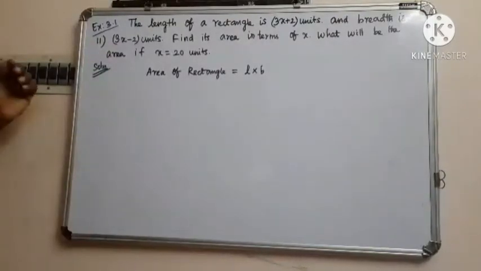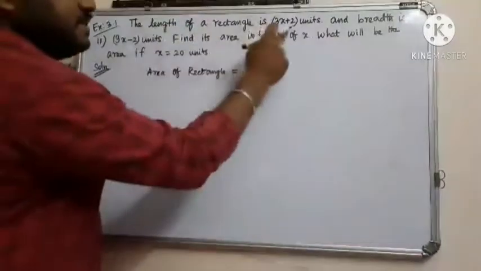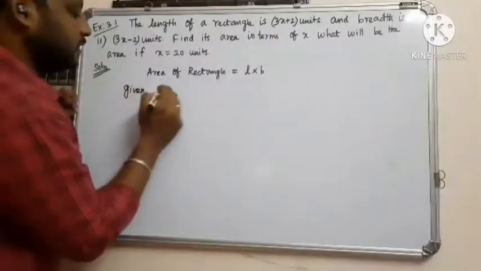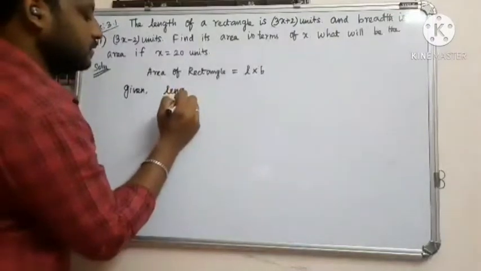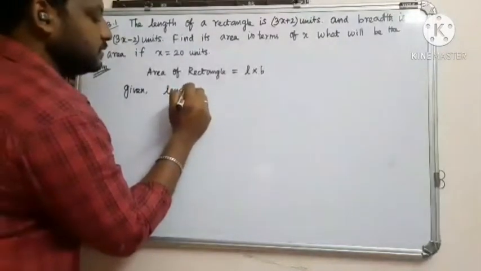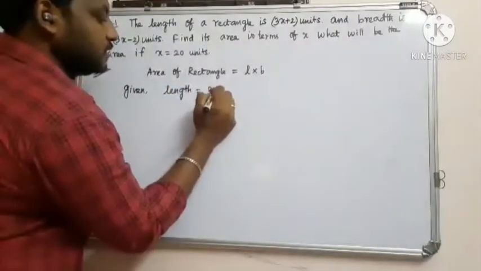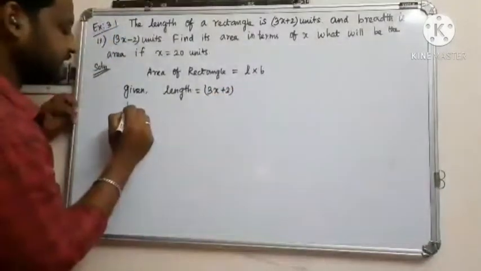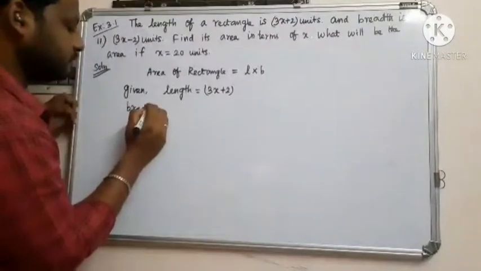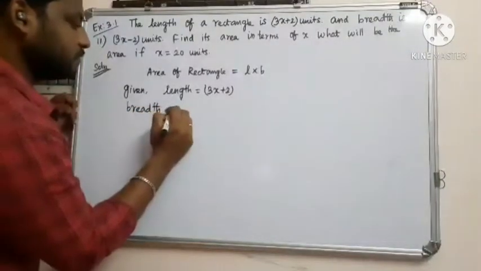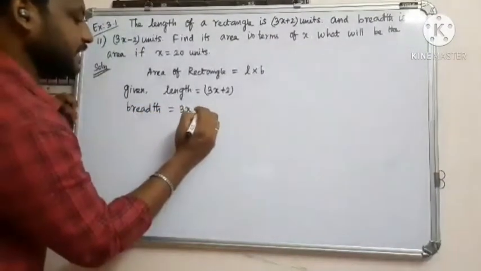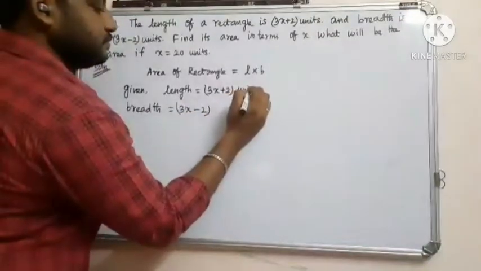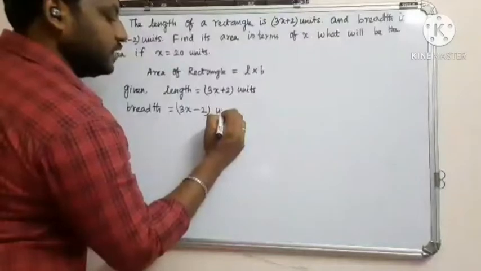Okay, now here the length is given. So given: length is equal to 3x plus 2, and breadth is given as 3x minus 2 units. You have to write units also.